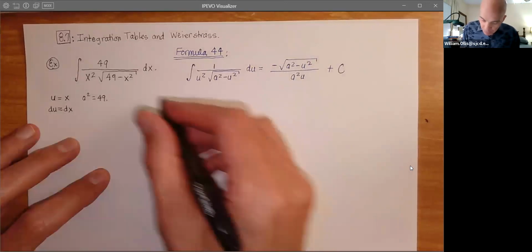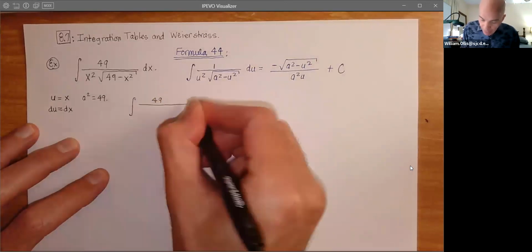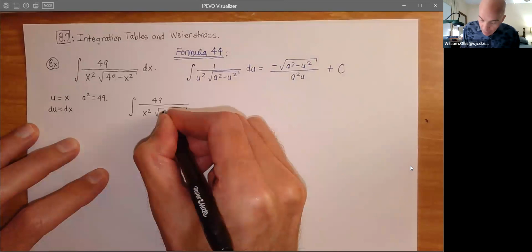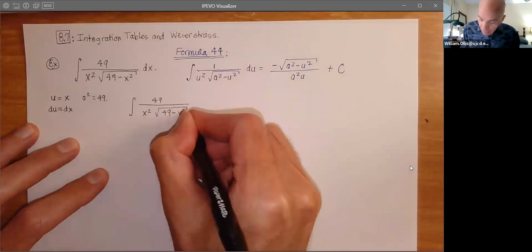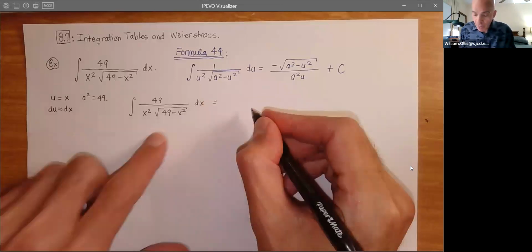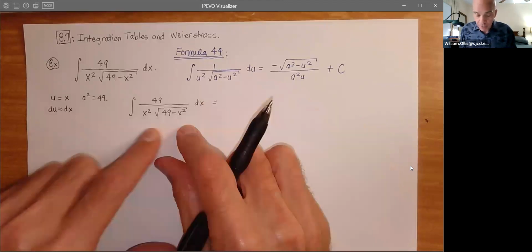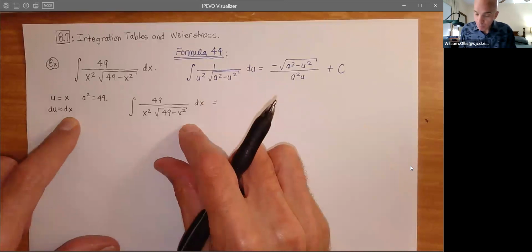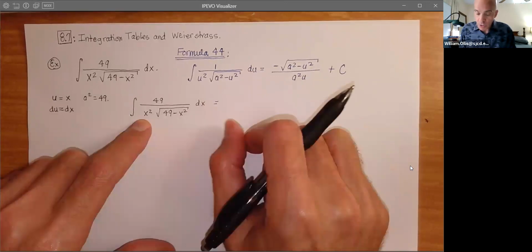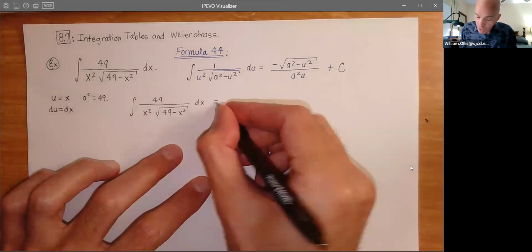So now we look at our integral, 49 over x squared times the square root of 49 minus x squared dx, and then we substitute. When we look at this particular problem, it's ready to go. The du is the dx, so we've got that lined up. We've got the a squared, the u squared, everything is ready to go. So we just don't have much to do. Now, of course, this 49, we just move out to the side.